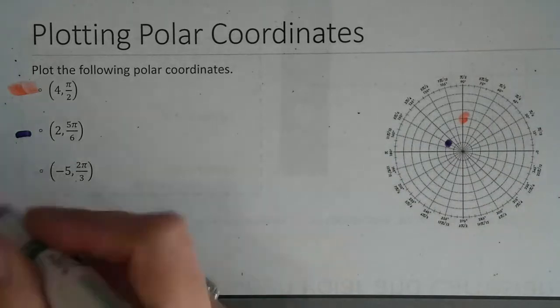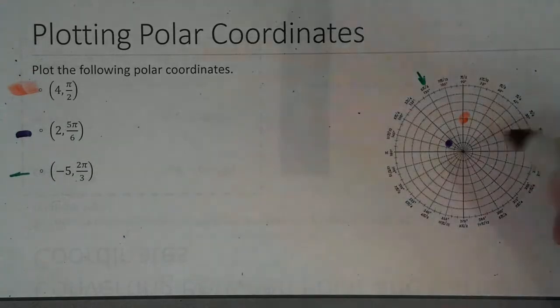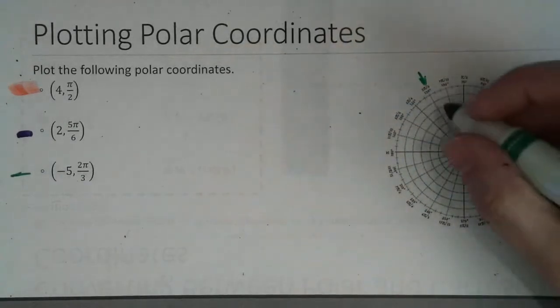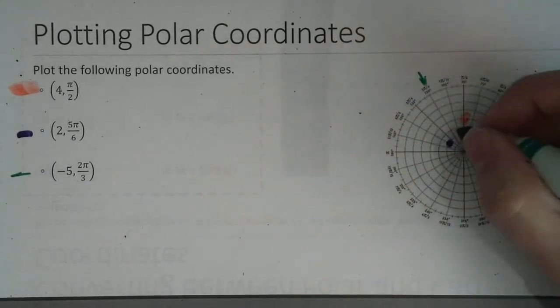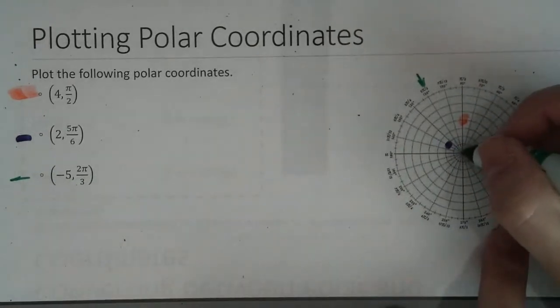Finally, we're looking at -5, 2 pi over 3. So let's start by finding 2 pi over 3. That's right here. But our r value is -5. How do you think that's going to affect where our point goes? Well, instead of going outwards towards 2 pi over 3, we're going to go in the opposite direction, which is towards 5 pi over 3. We're still going to go 5 units, just in the opposite direction. So 1 circle, 2, 3, 4, 5. That's what I'm looking for.